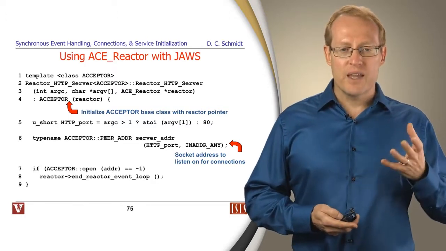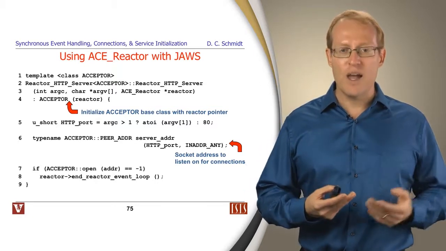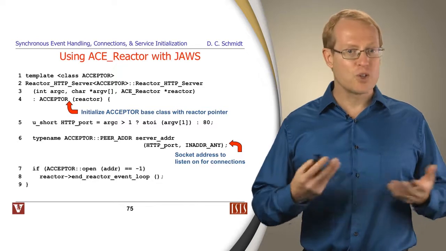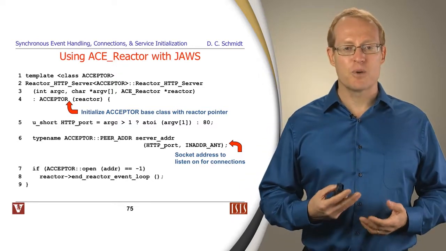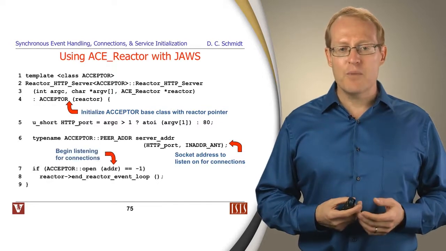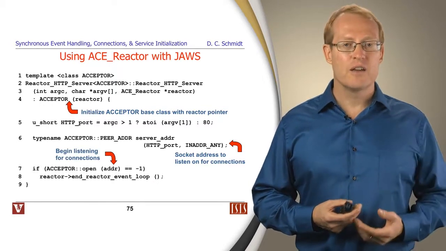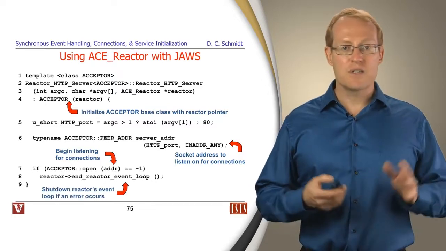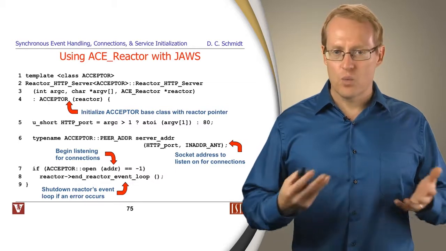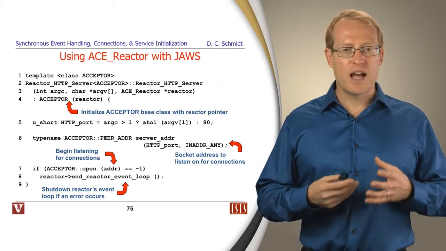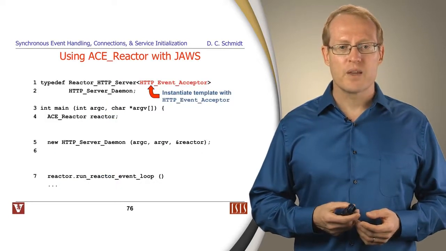We then create an address using a trait, so we can write this in a generic way. As long as our acceptor supports a trait called peer adder, then we can pass in many different kinds of acceptors using generic programming. And then we turn around and say, acceptor, please go ahead and start listening for things to occur. And if something were to go wrong, we tell the reactor, please shut yourself down, we're going to bail out. So that's the basic logic of this little helper class. And we'll use this helper class in other parts of the solutions as well.